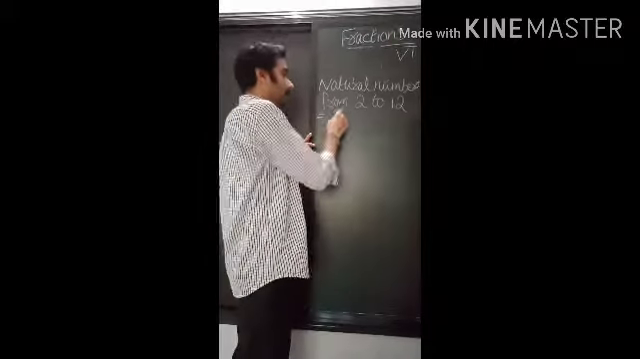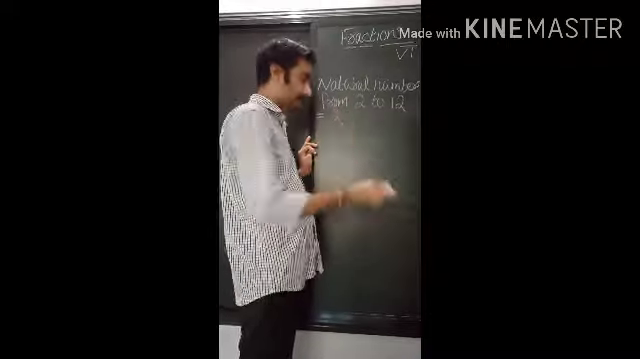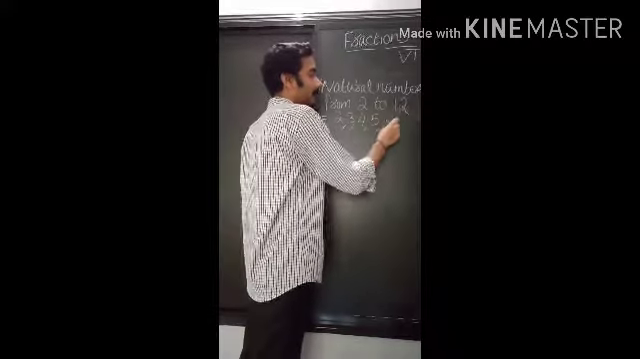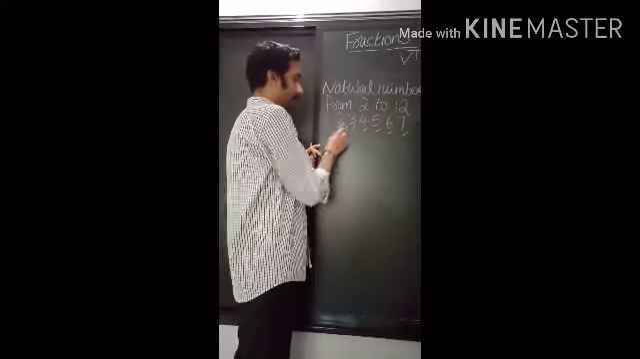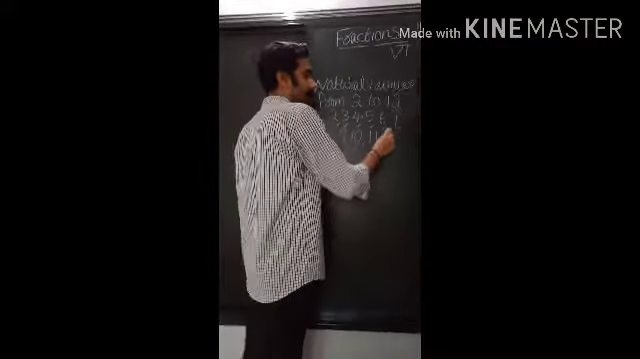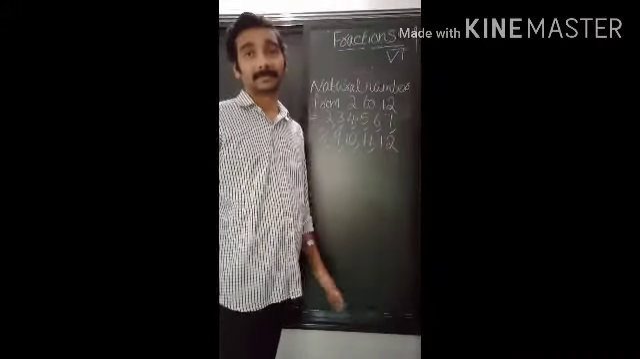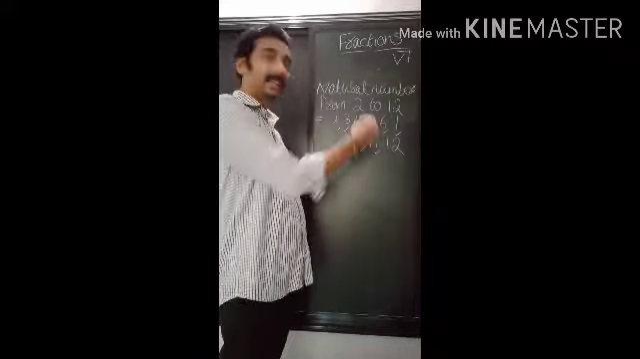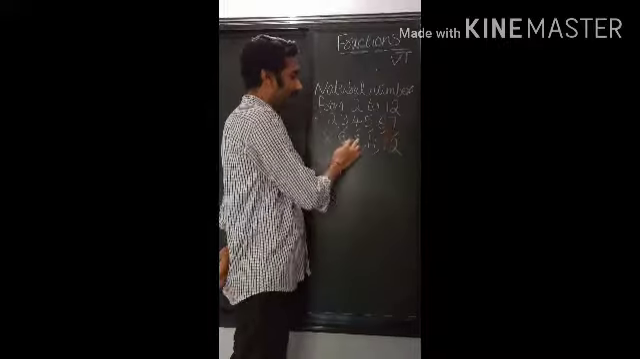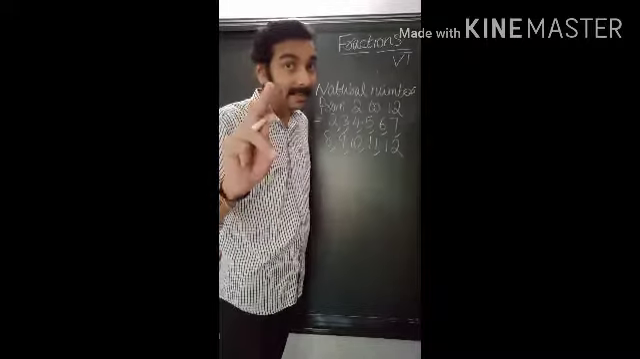We know natural numbers: 2, 3, 4, 5, 6, 7, 8, 9, 10, 11, 12. Natural numbers are counting numbers. How many numbers? 1, 2, 3, 4, 5, 6, 7, 8, 9, 10, 11. Total 11. Keep in your mind, total 11.